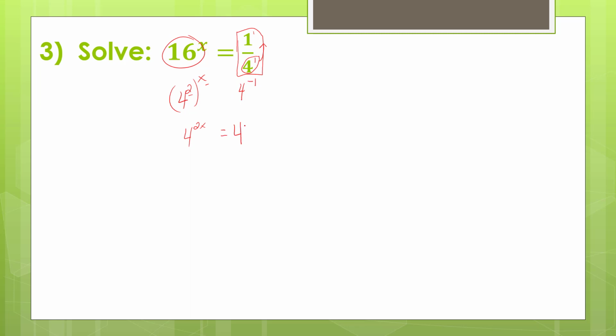Well, that's advantageous because 4 to the power of -1 gives us common bases. Since we have identical bases, we can set the powers equal to each other. And now we have a one-step equation. Divide by 2 on both sides. X is equal to -1/2.